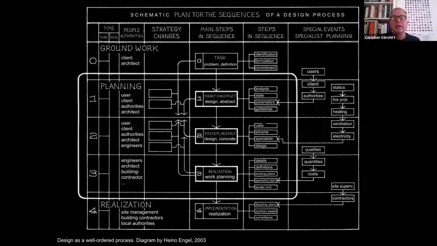And in architecture, this has become quite a complex process, taking several years, sometimes with many people involved, like users, clients, authorities, architects, engineers, building contractors, many questions to be resolved, like statics, fire protection, heating, ventilation, electricity. And somehow many architects feel that we are hitting a wall because design has become so complex that it's difficult to do. So we hope to have it organized in a very nice process.